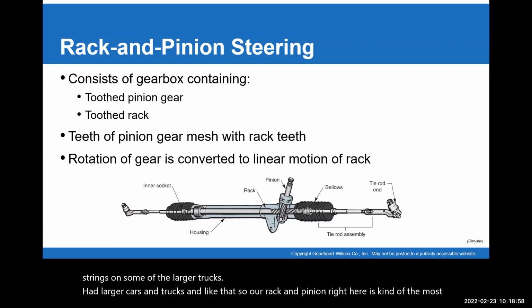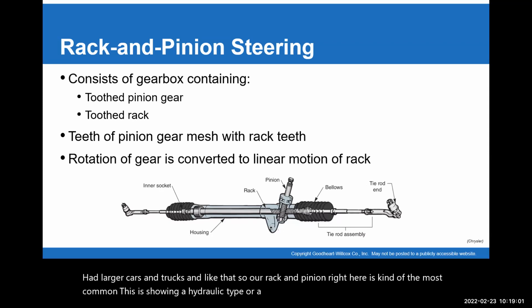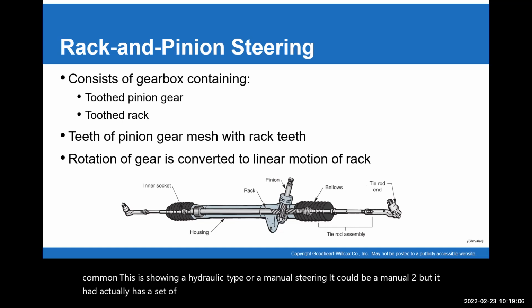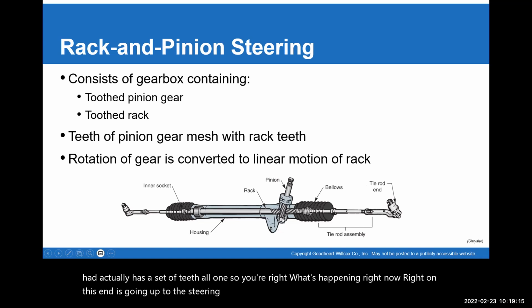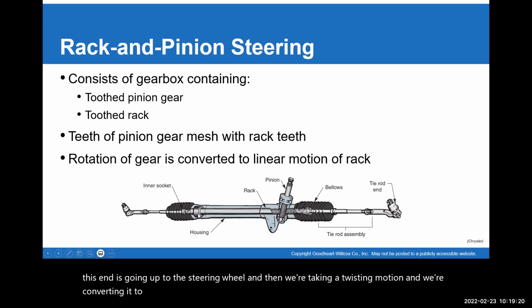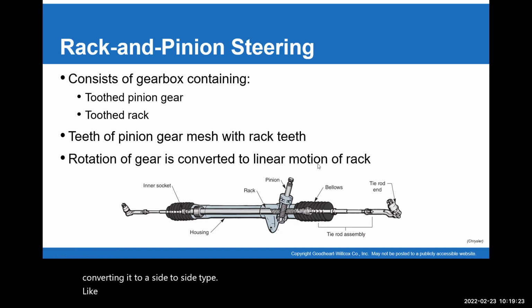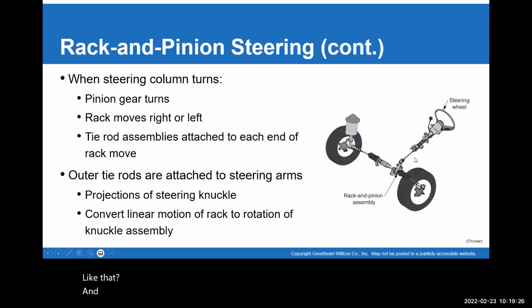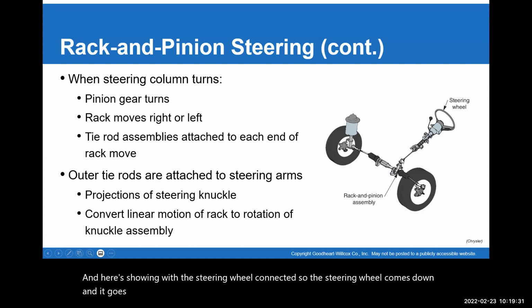This is showing a hydraulic type or a manual steering. It could be a manual too, but it actually has a set of teeth. What's happening right on this end is it's going up to the steering wheel, and we're taking a twisting motion and converting it to a side-to-side type motion. And here's showing it with the steering wheel connected. So the steering wheel comes down and goes into a knuckle assembly down into your rack and pinion as you go across. And we'll get more deeply into this as we go along.